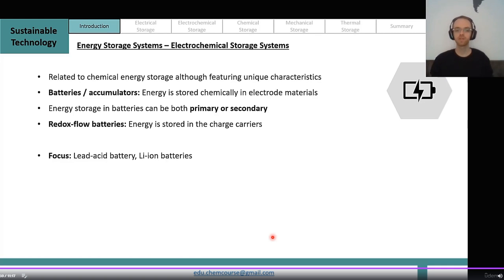There's another class called the so-called redox flow batteries. Here energy is stored not in the electrode materials themselves, but actually in the charge carriers. The focus for this course will mainly be on the so-called lead-acid batteries and on lithium-ion batteries.